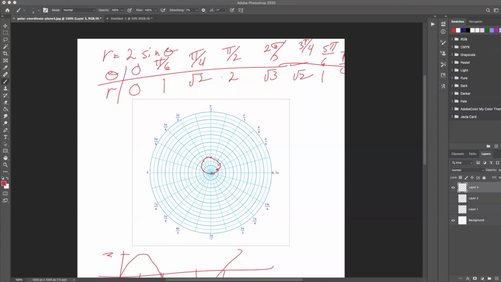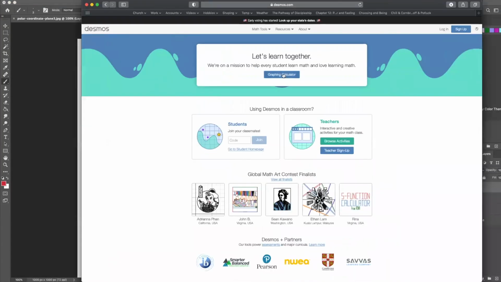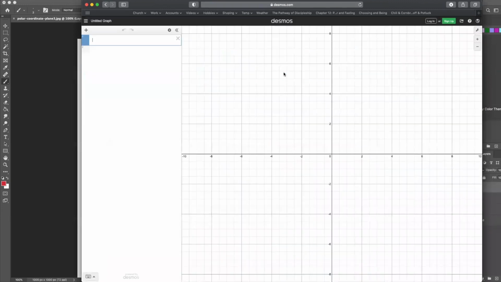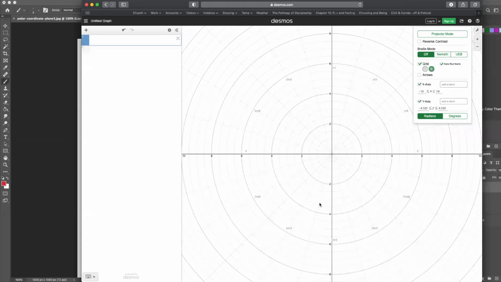Here we're just going to open up Desmos. I've been using Desmos to do all my graphing. So this looks like Cartesian coordinates. How am I going to do that? The first thing you want to do is click this little graph setting, this little wrench right here, and switch from the grid to the other one. That gives you your polar graph. Now this looks like a polar graph.